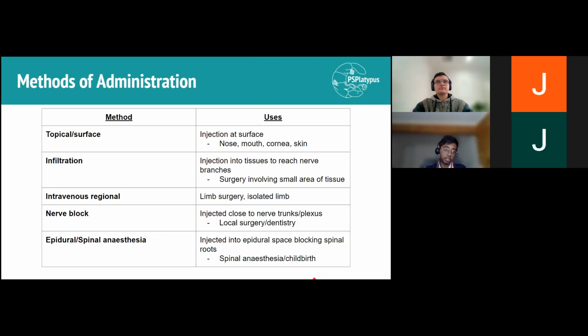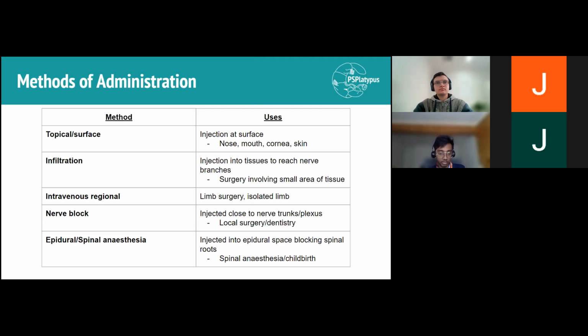All right, so there's a bunch of different methods of administration of anesthetics. So topical or surface administration is just application at the surface of the body. Infiltration is injection into tissues to reach nerve branches. Intravenous regional is for different things like limb surgery. Nerve block is directly injecting very close to nerve trunks or near a plexus, and this is for general local surgery or dentistry.